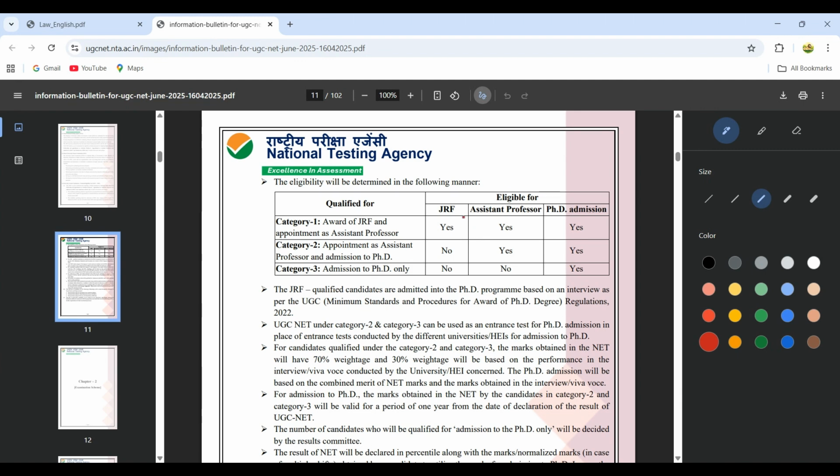So there will be three different categories of cutoff. The highest will be for JRF, then we will have a cutoff for assistant professor, and then there will be a cutoff for PhD admissions only. So even if you do not qualify for JRF, there is a chance you may qualify for assistant professor. And if you do not qualify for assistant professor, you can still qualify for admission in PhD only.